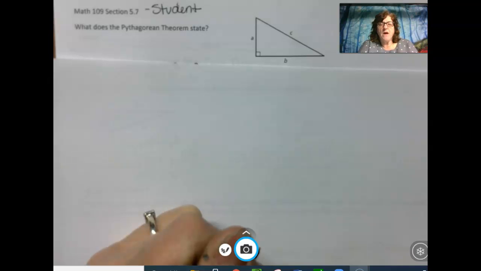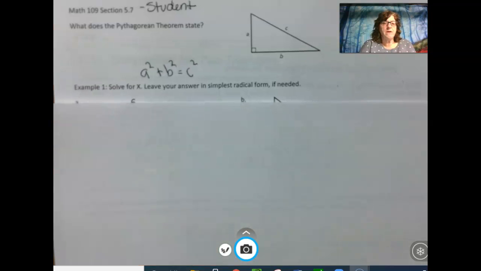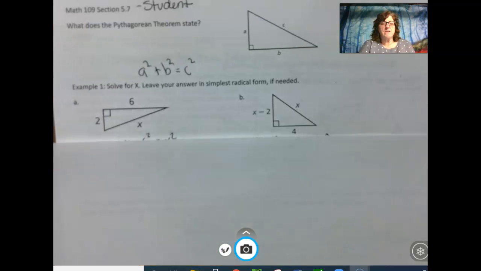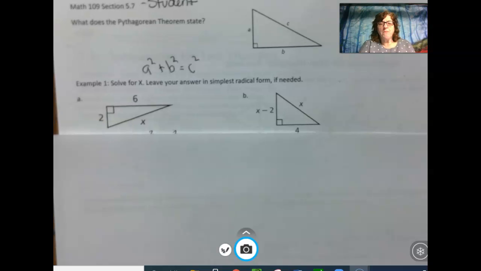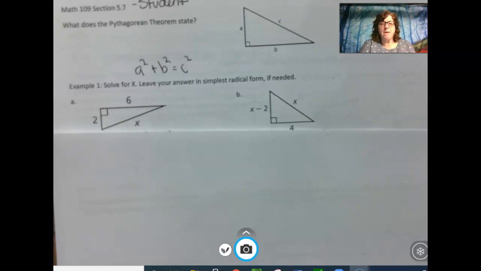I am certain that Pythagoras, who lived somewhere around 569 to 500 BC, did not walk around saying a squared plus b squared equals c squared. That's a formula that we use to help us implement the Pythagorean theorem. So what I'd like you to do now is take a look at these next two problems. Put the video on pause, solve those, and come on back when you're ready.